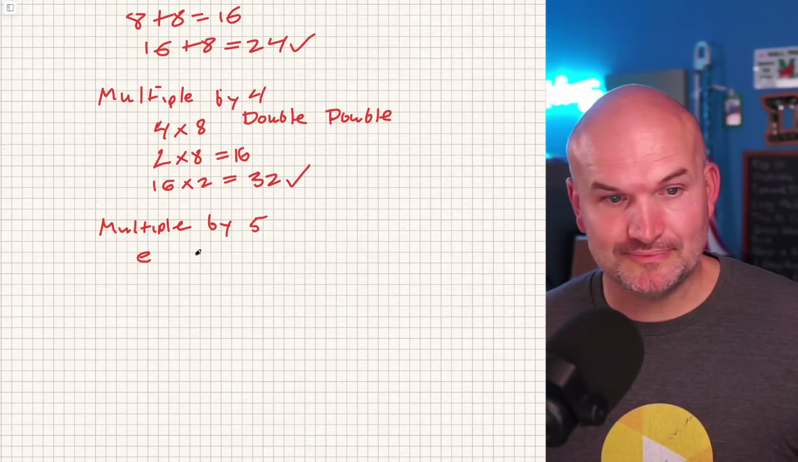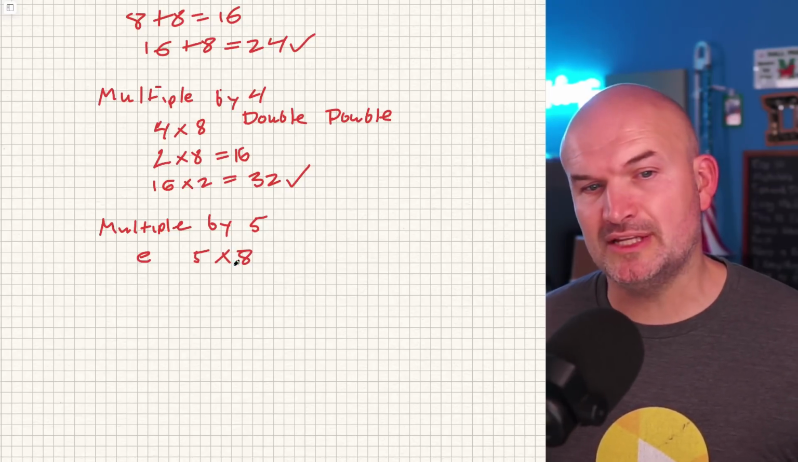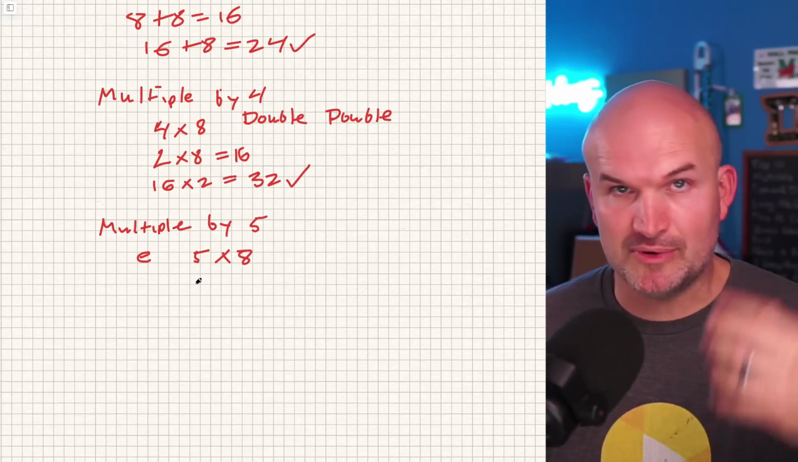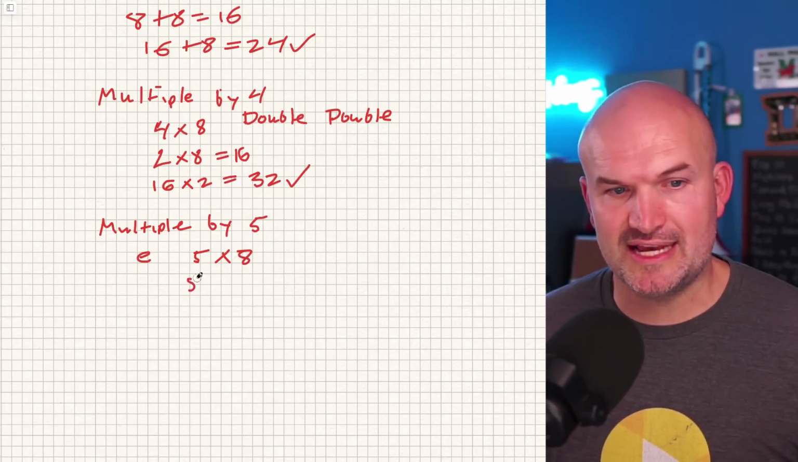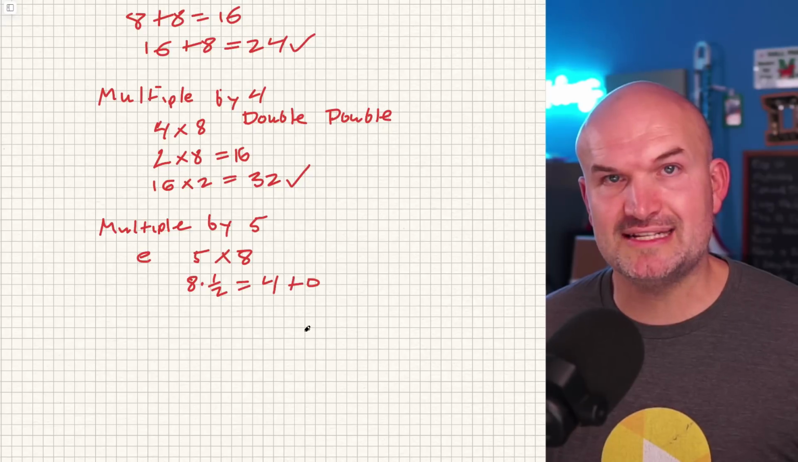So for even, let's say I had a 5 times 8. All you're simply going to do, if you're multiplying a 5 times an even number, is you're going to half this number. So that means break it down in half. So we're going to take 8 times 1/2, and that's going to equal a 4. And then you're going to add a 0.